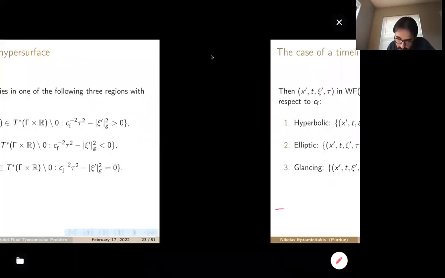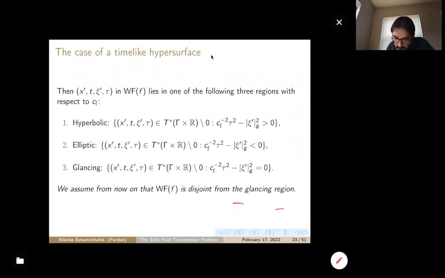So we're not going to look at constructing parametrices if the wavefront set is in the glancing region. This is a much more delicate case. It has been studied by some authors. I think it was Melrose and Sjöstrand, or Melrose and Taylor, and I don't remember which one of the two. And by Stefanov and Uhlmann, who have constructed some parametrices in the case of the glancing region, but we're not going to look at that.